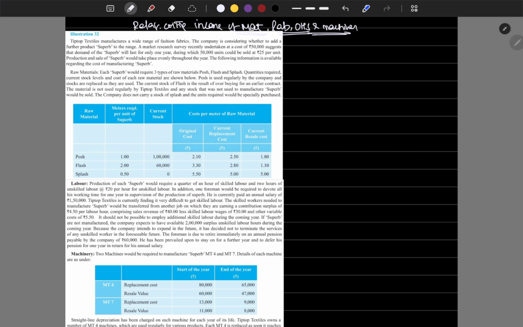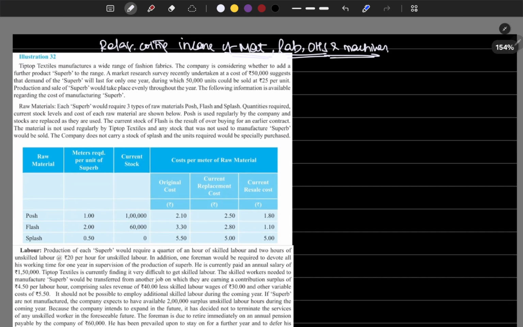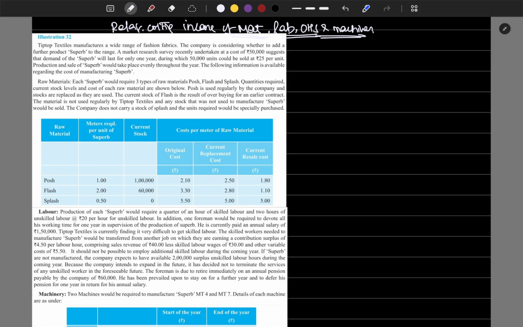Very simple problem only, not much complications inside it. But the thing is we have to take a proper decision of which cost is relevant. The choice of making a decision regarding the relevant cost will make your answer correct. That's it. There are no other complexities inside it. So let's slowly read the question.